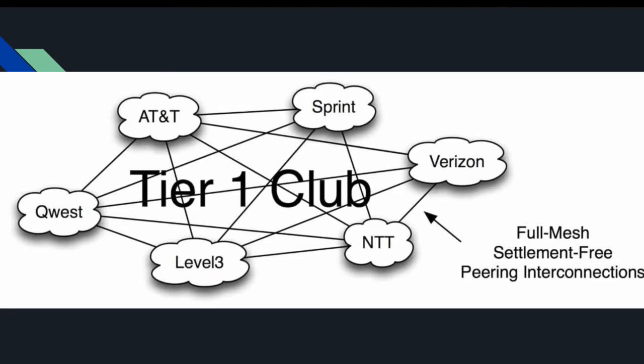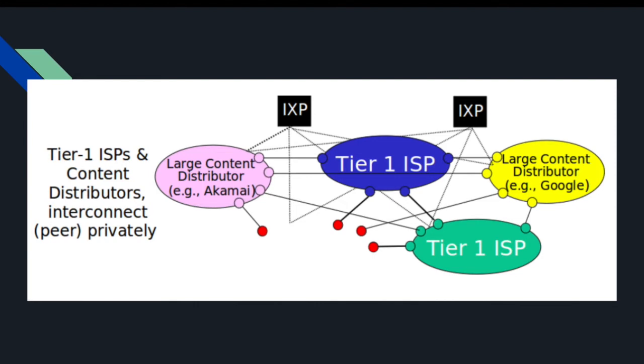This image is just to show that all Tier 1 ISPs are interconnected and interlinked with each other. This image is really showing how the ISPs are connected, and they're also connected to different content distributors like Google, for example.